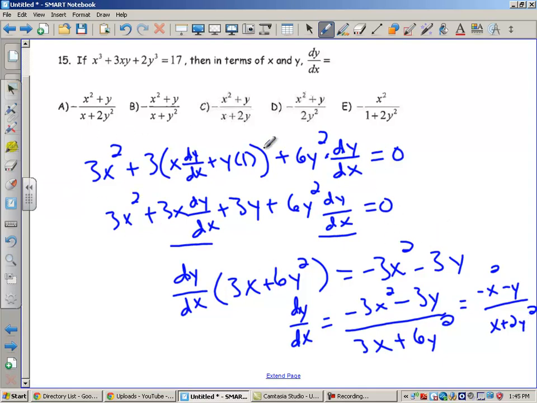And again, I don't see that up here, except this has a negative in the numerator. If you factor out that negative, that's how you get that there.